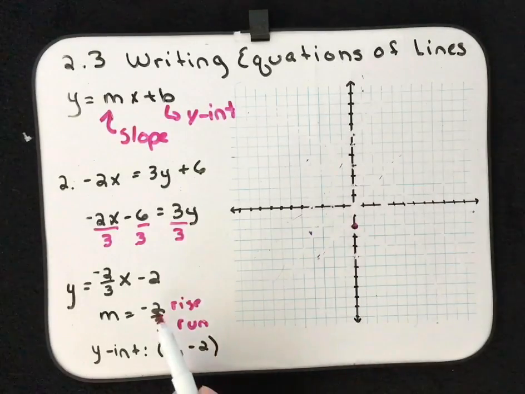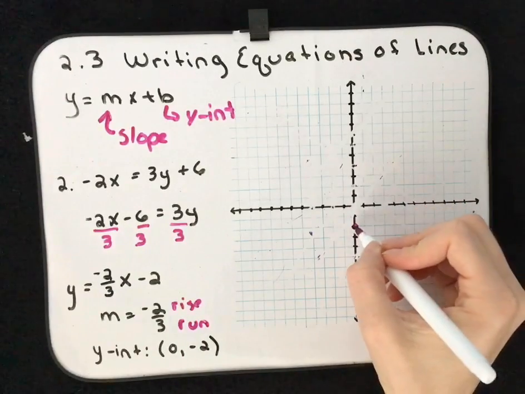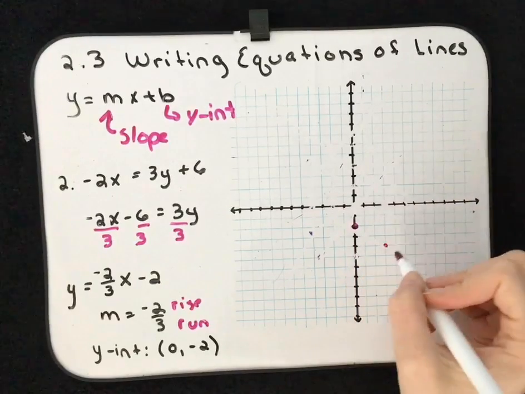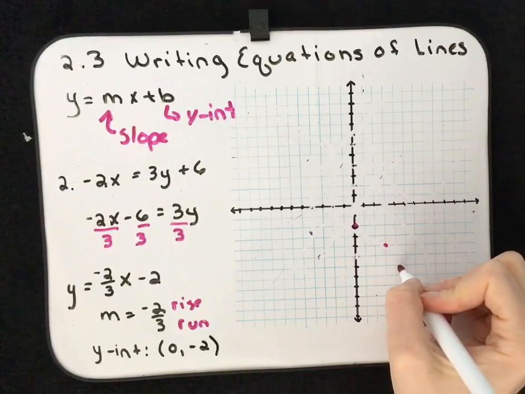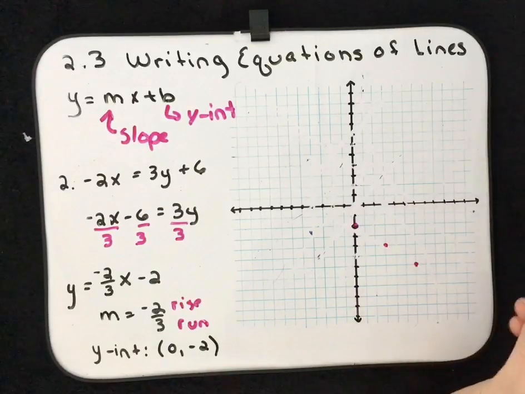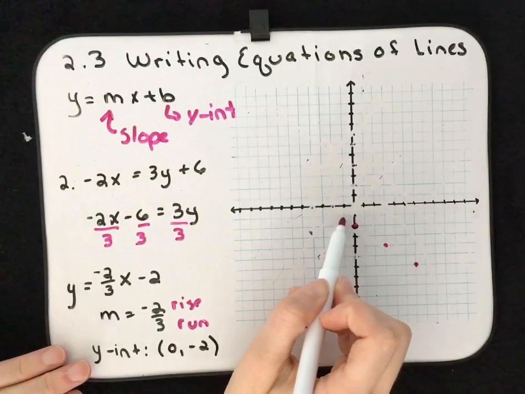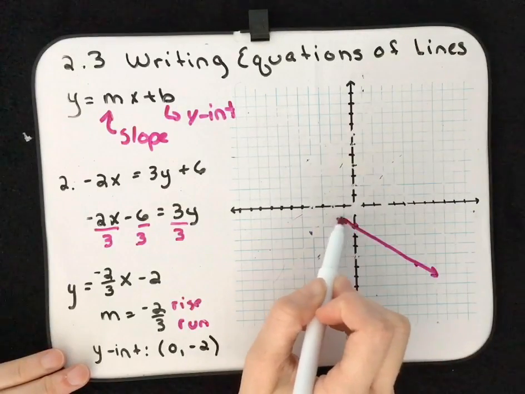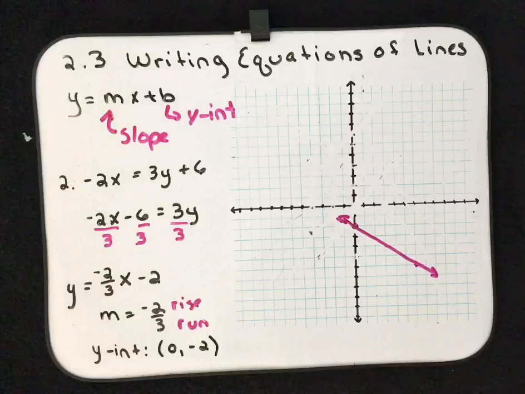And then this says we go down 2 in the negative direction for our rise. And we always run to the right. So down 2 and over 3. Down 2 and over 3. We can connect our dots. And then we have the graph of our line. Let's try again.